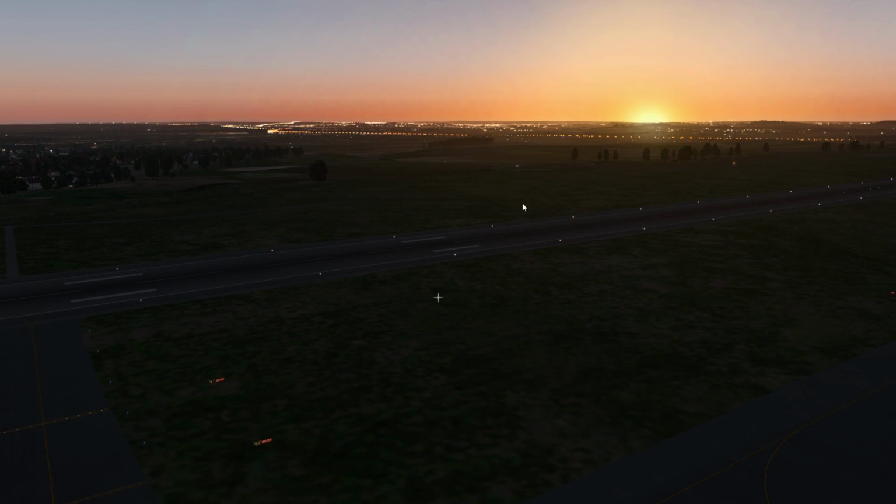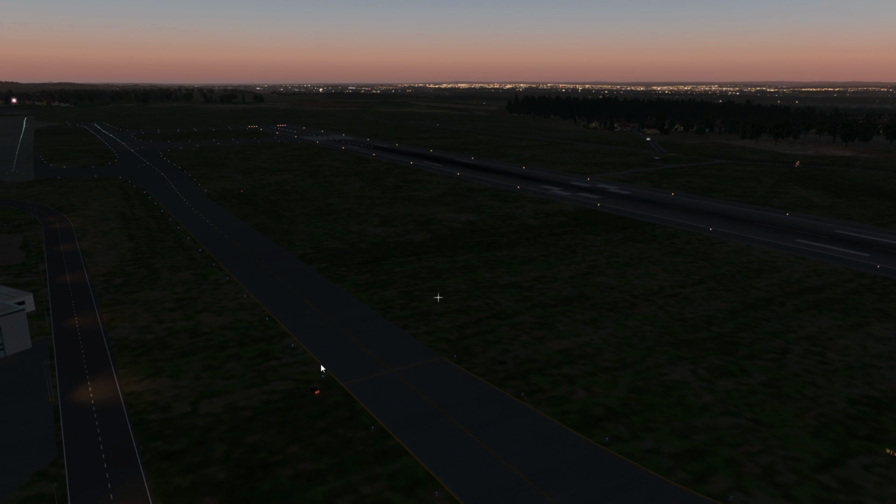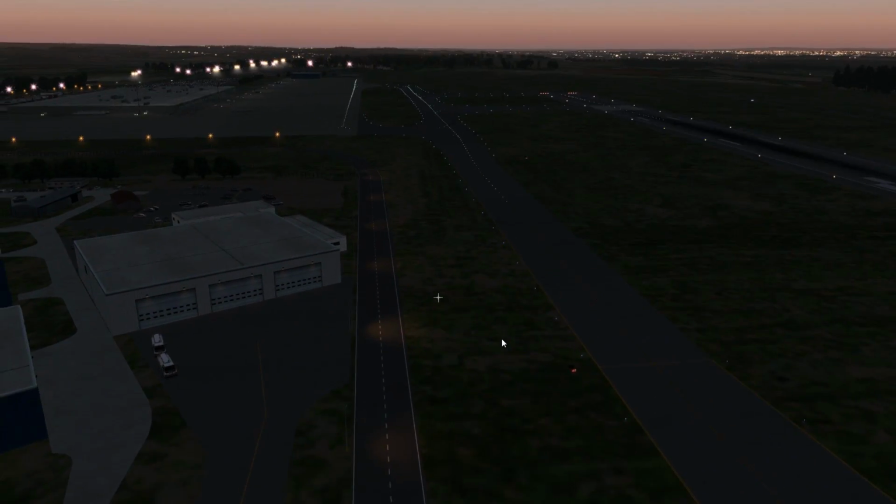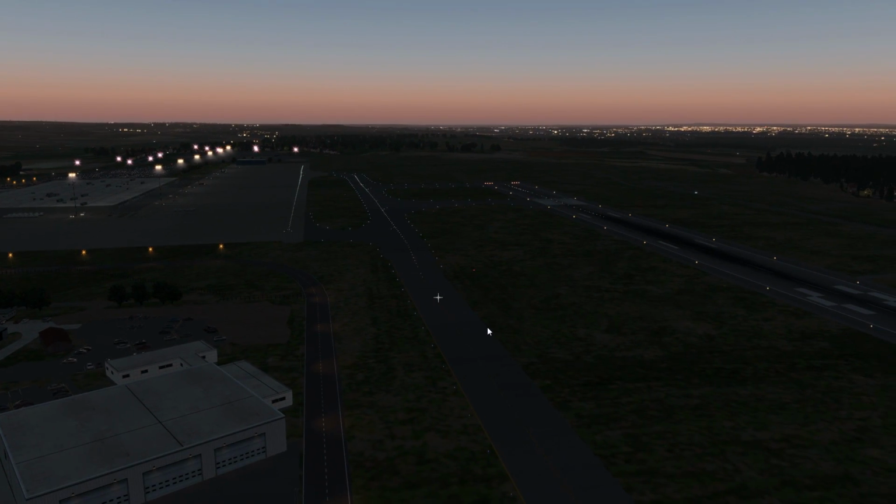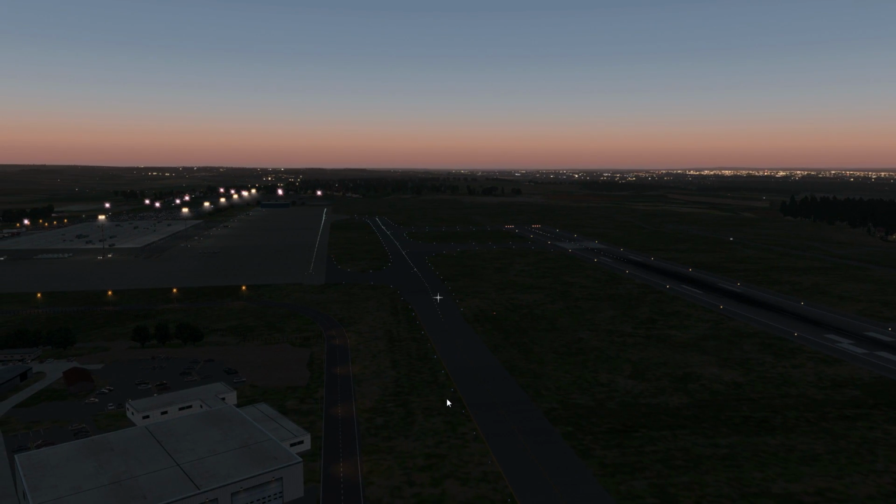Alright, so first of all, please ignore that little crosshair. It's only because I don't have my flight controls connected, as we don't need them in this video. In fact, it might help me out because I can use it to point at things.